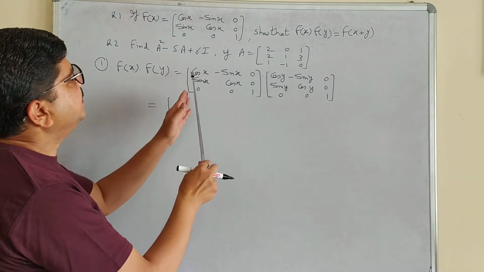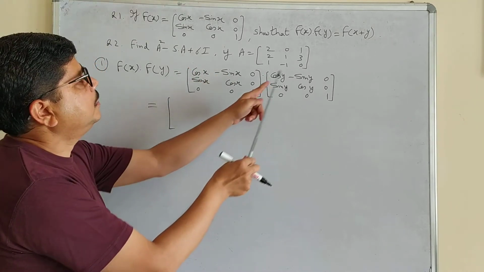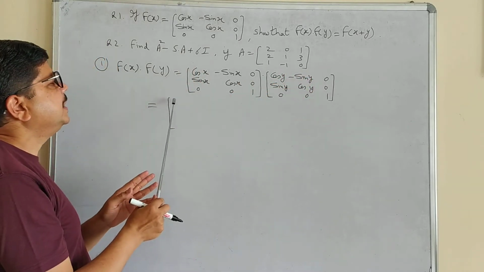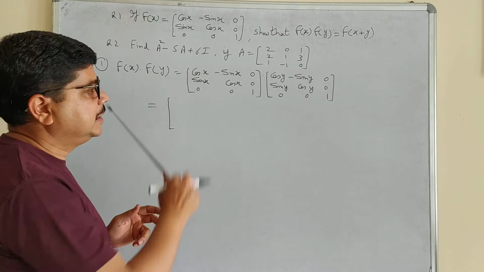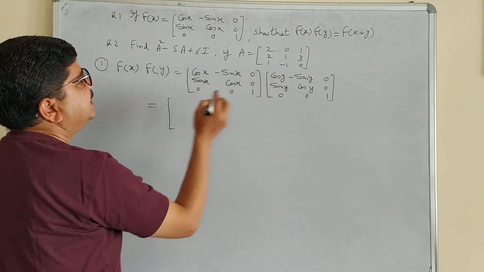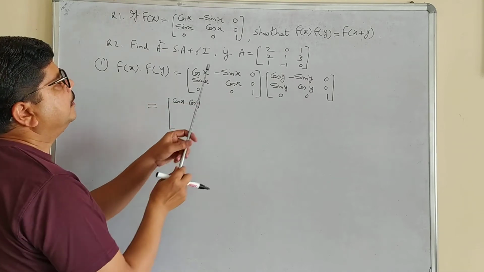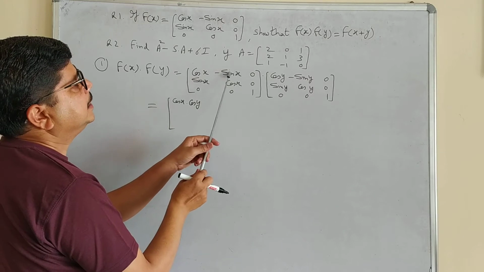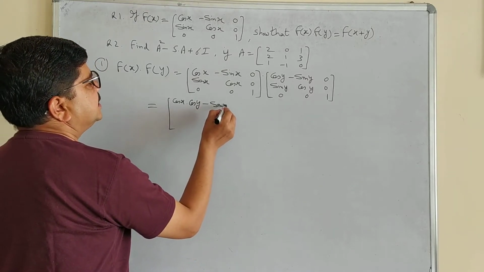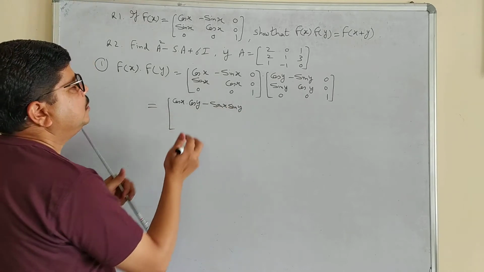Now when we multiply, we take first row and first column. First row, second column. First row, third column. Like this, we will get the first three terms of first row of the resulting matrix. Now when we multiply, it is cos x cos y, first term with first term, then minus sin x into sin y, that is minus sin x sin y, 0 multiply 0, need not to write it.